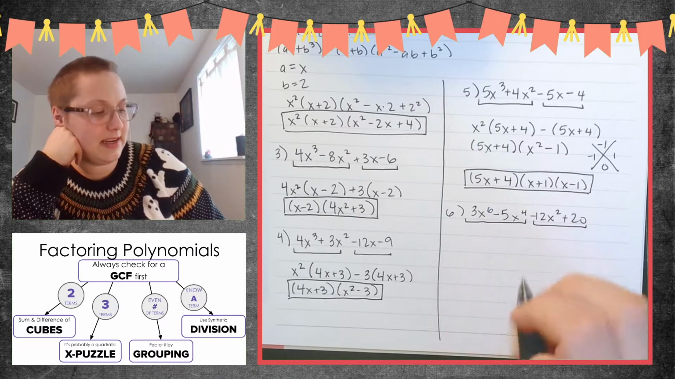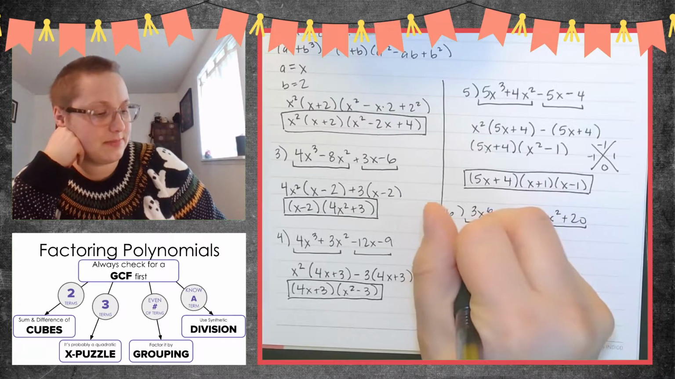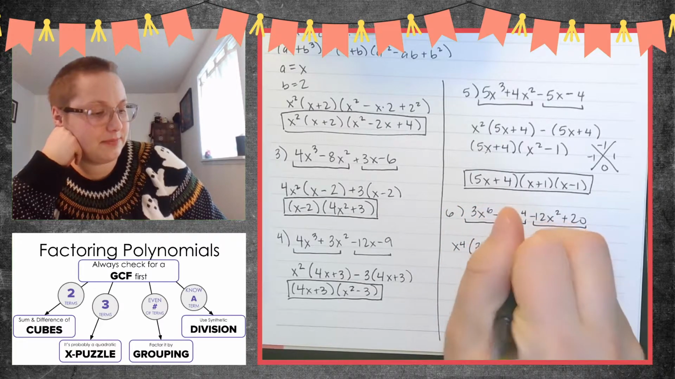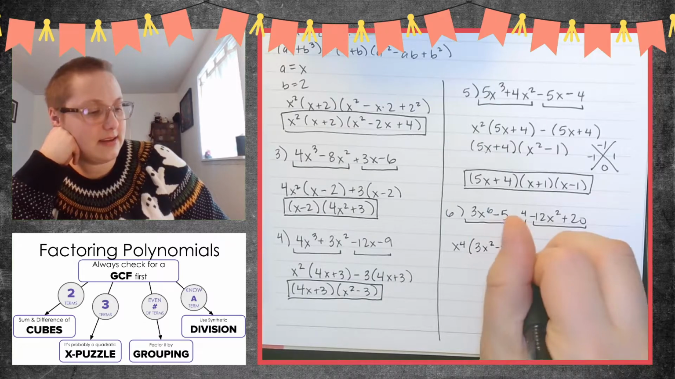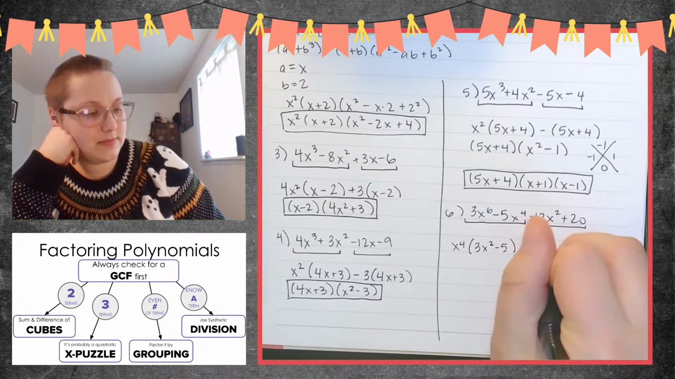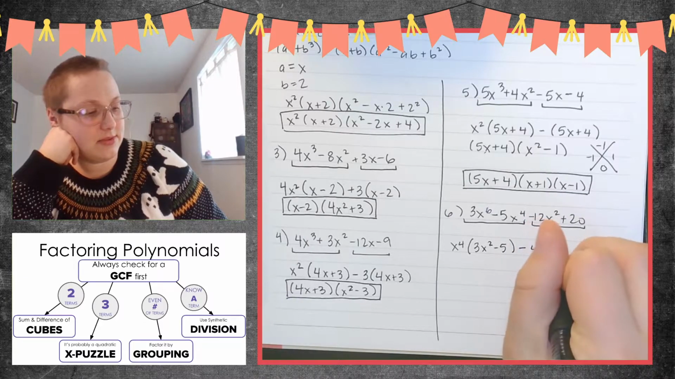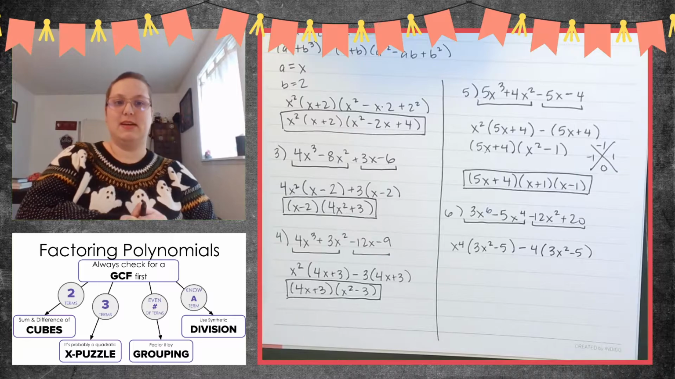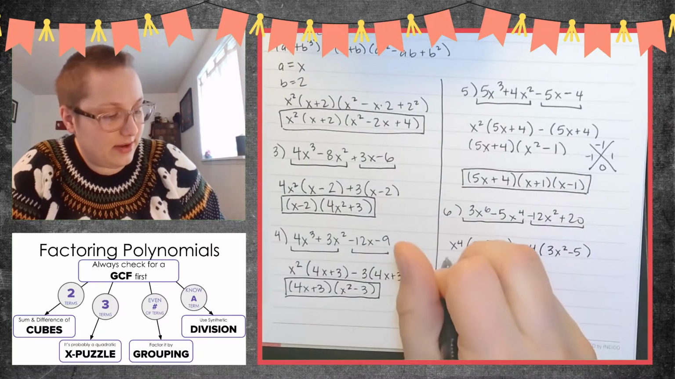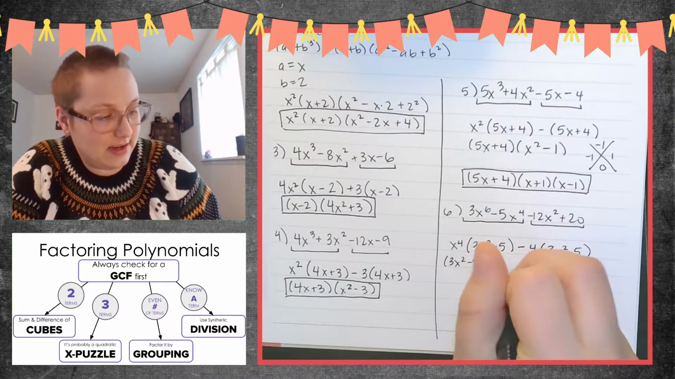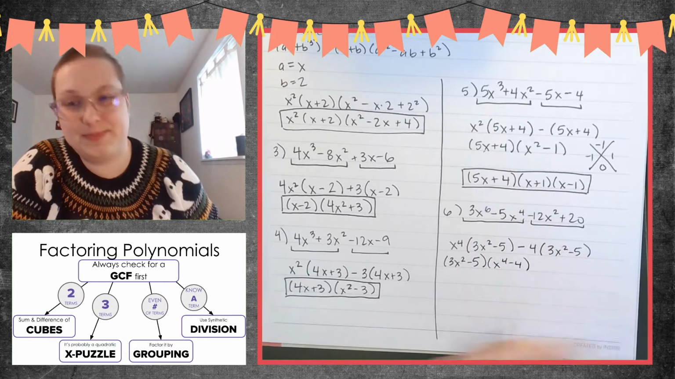So this first half, I can definitely take out an x to the fourth, and I'll be left with a 3x squared minus 5. And in the second half, I can divide both of these by 4, and I'll again be left with 3x squared minus 5. Okay, so that's the same in both of these. So I have 3x squared minus 5 times x to the fourth minus 4.